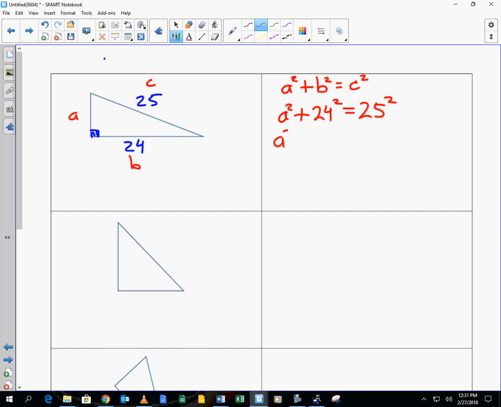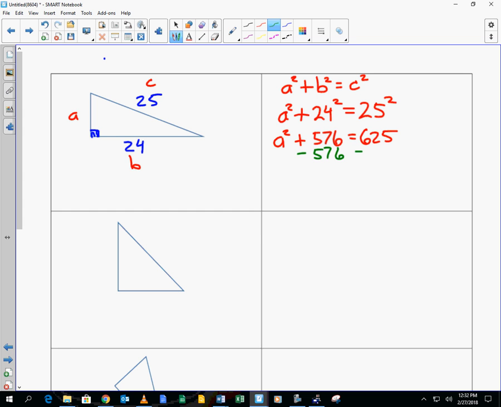A squared plus, what is 24 squared? Somebody either know it or come up with it on your calculator. What's 24 squared? 576. Now I need 25 squared. 625. How do I solve that? What would you do to both sides in order to solve it?